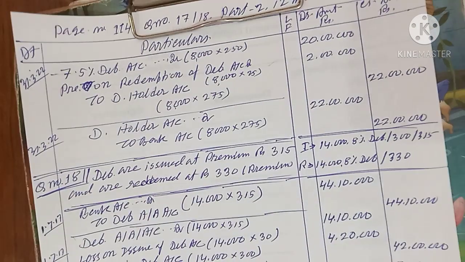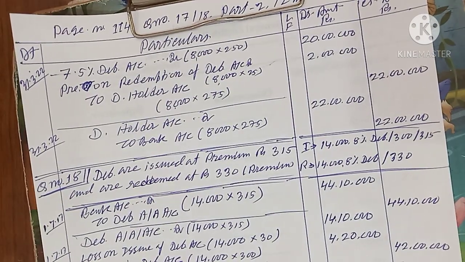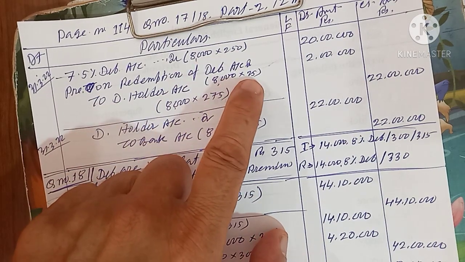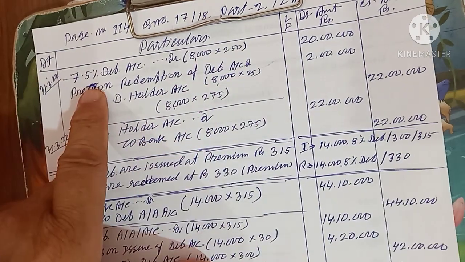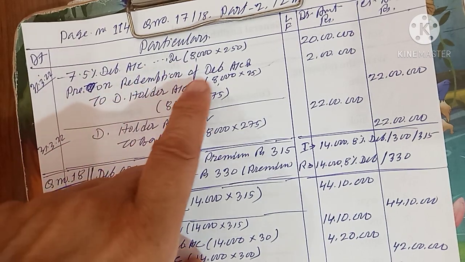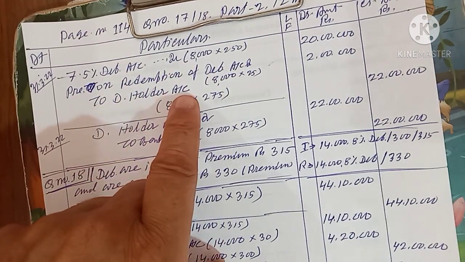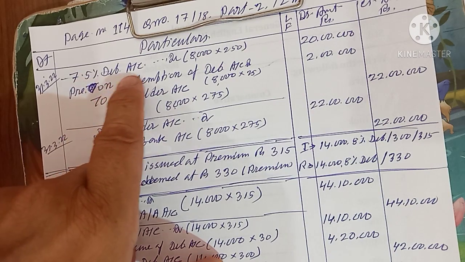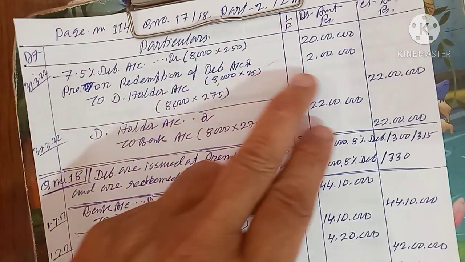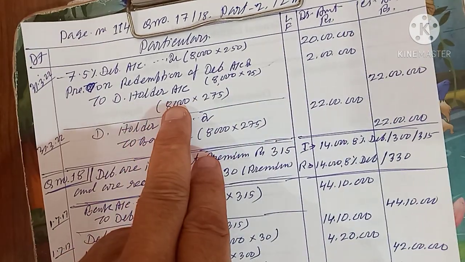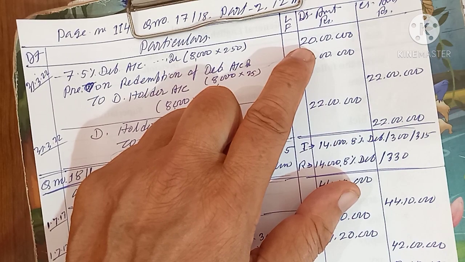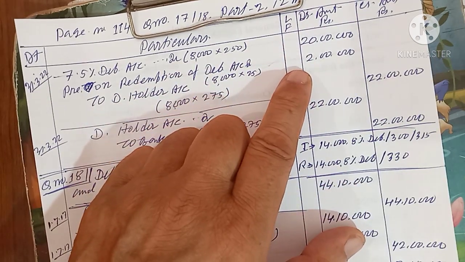Next, how much are you going to pay? You are going to pay 20 lakhs, 250 rupees, or extra 25 rupees. So 7.5% debenture account debit, premium on redemption of debenture account debit, to debenture holder. So 7.5% debenture account debit, that is 20 lakh, premium on redemption of debenture account debit, that is 2 lakh, to debenture holder, 22 lakh. That means you took 20 lakh from the debenture holder, but you have to give back 2 lakh more.